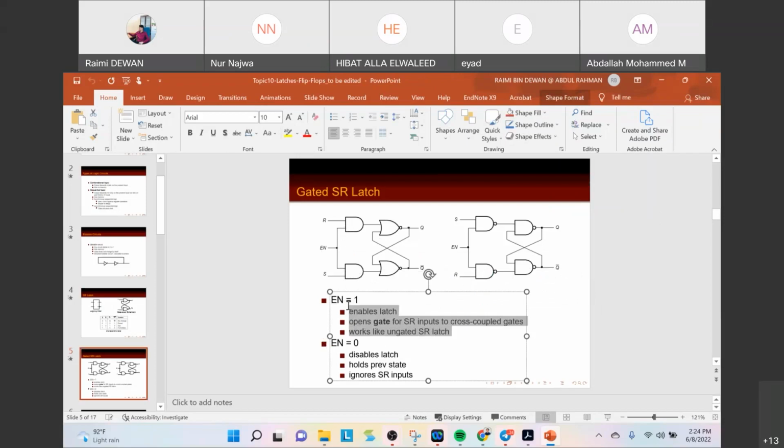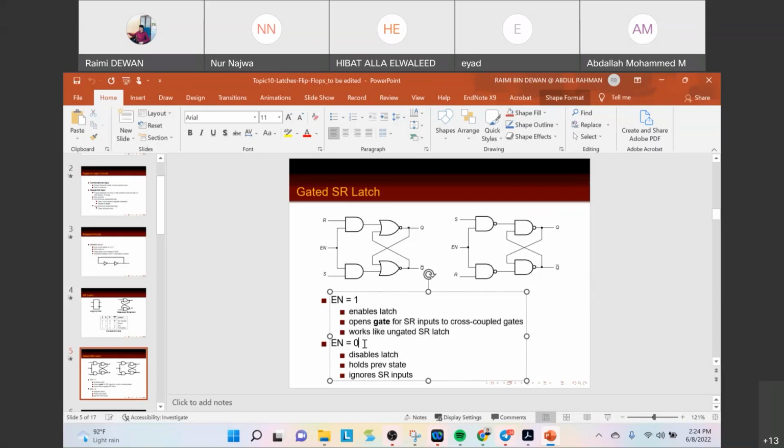When enable is 1, it will enable the latch operation, and at this condition it will follow the ungated SR latch. The ungated SR latch is the one that we have discussed just now, the previous SR latch.